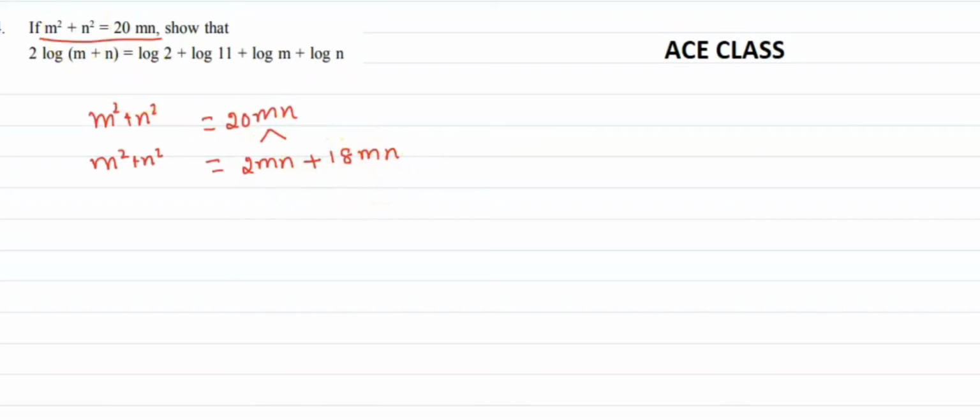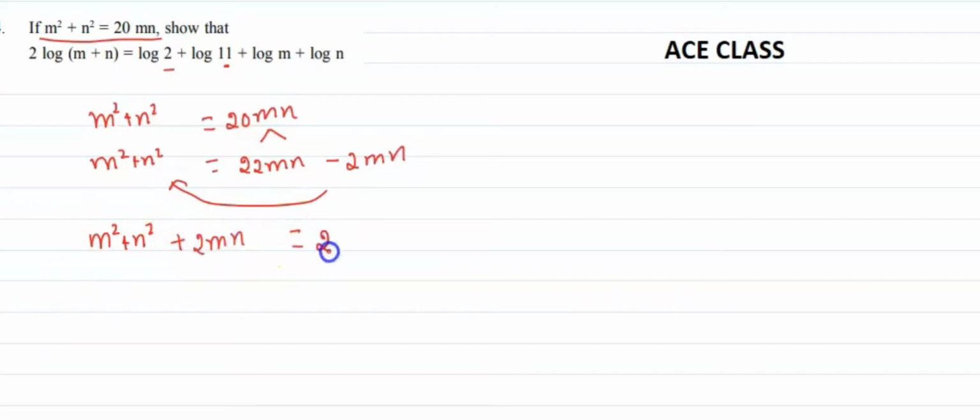Or else I can even split it, because I have to write in terms of, I need to even get 11 and 2, right? So this I'll write as 22mn minus 2mn. Okay, because I need to get m plus n. So now I'll shift this 2mn towards my left hand side. So that is m square plus n square plus 2mn equals 22mn. Okay, this I can write as (m plus n) whole square. So this 22mn I can split as 2 into 11 into m into n.